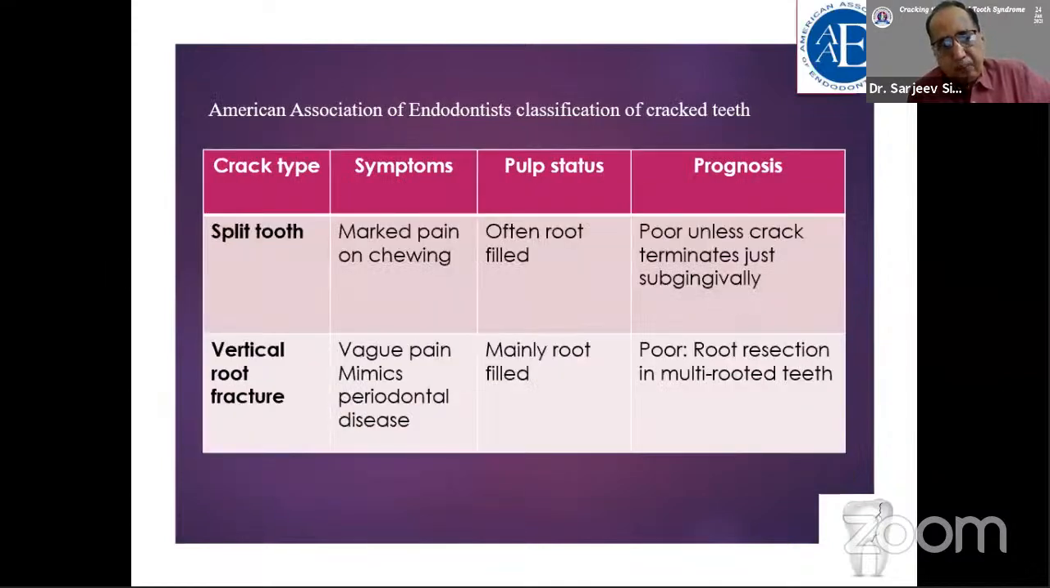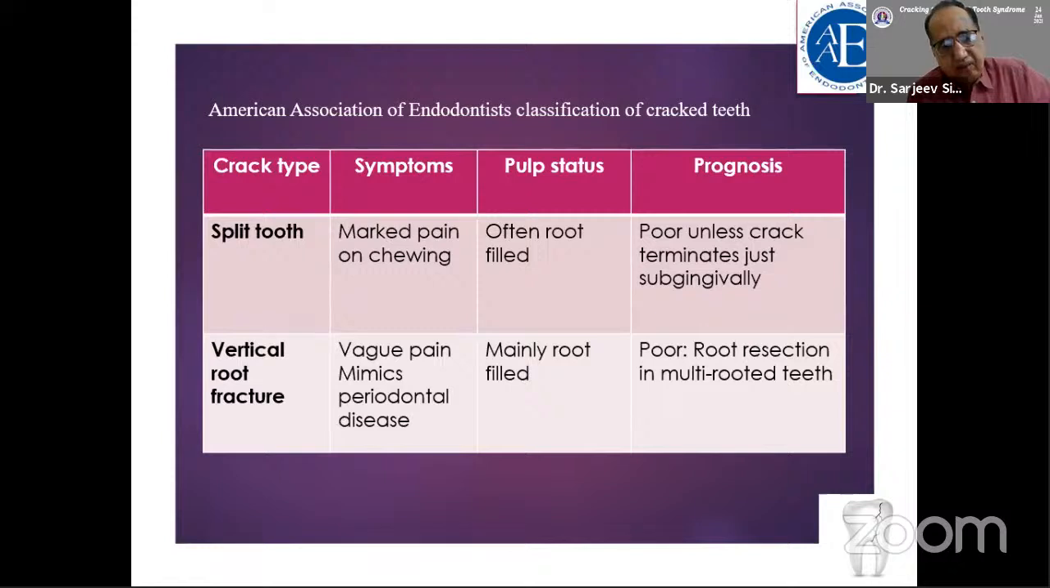And then you have a split tooth. It is basically a root canal treated tooth. There is marked pain on chewing. This usually occurs in teeth with a plunger cusp, and where the patient has parafunctional habits. Prognosis is poor unless the crack terminates just subgingivally, or to be specific, if it is more than 5 to 6 millimeters subgingivally, the prognosis will be poor.